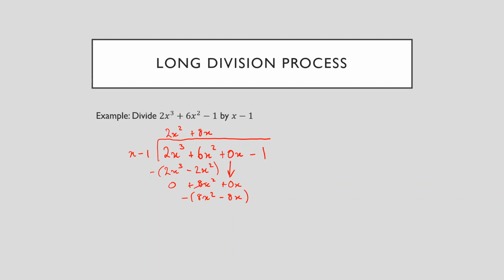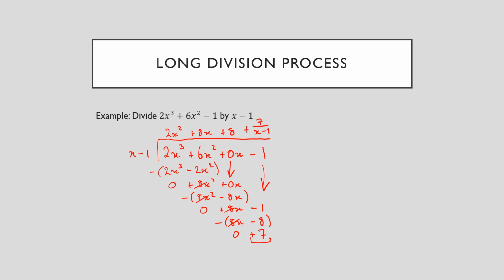Subtract. Cancel. 0 minus negative 8 is positive 8. Bring down. 8x divided by x is 8. Multiply: 8 times x minus 1 is 8x minus 8. Subtract. Cancel. 0. Negative 1 minus negative 8 is negative 1 plus 8, which is positive 7. So we end up with a remainder of positive 7, and so we write plus 7 over x minus 1 in our final answer.